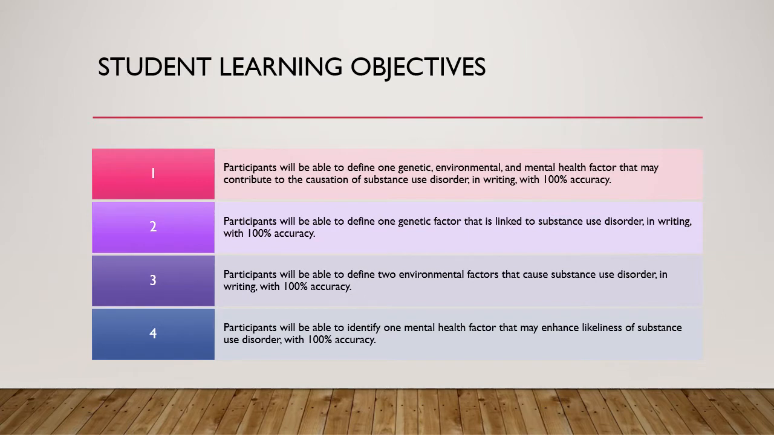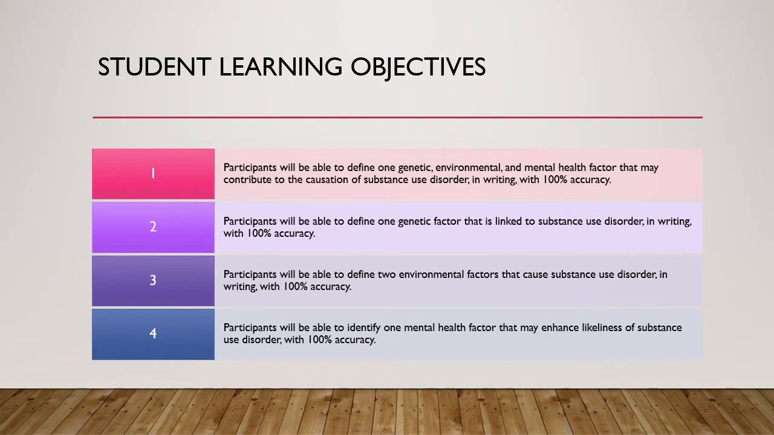Next, we have our student learning objectives. We have 4 of them for this lecture. Number 1 is participants will be able to define one genetic, environmental, and mental health factor that may contribute to the causation of substance use disorder in writing with 100% accuracy. Student learning objective number 2 is participants will be able to define one genetic factor that is linked to substance use disorder in writing with 100% accuracy.